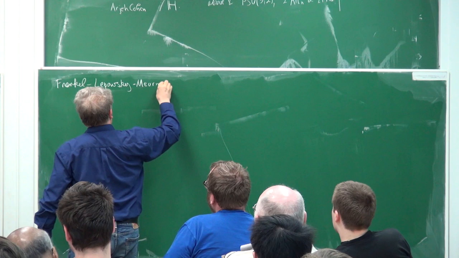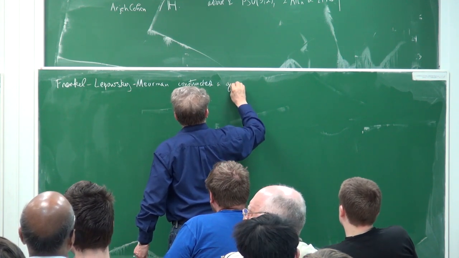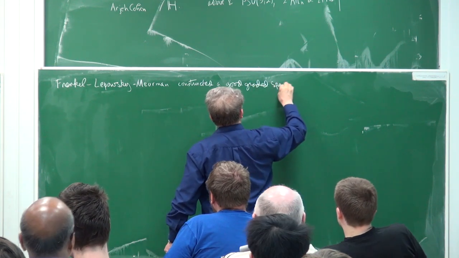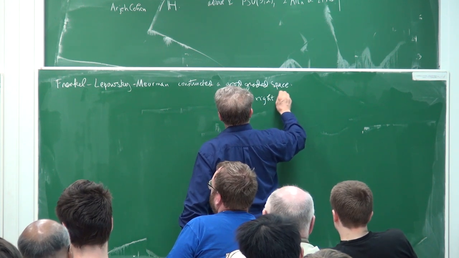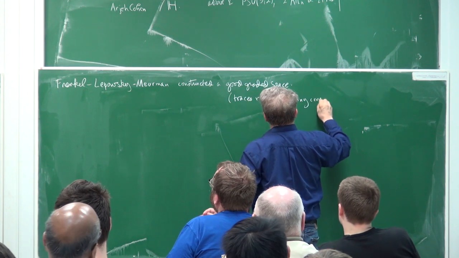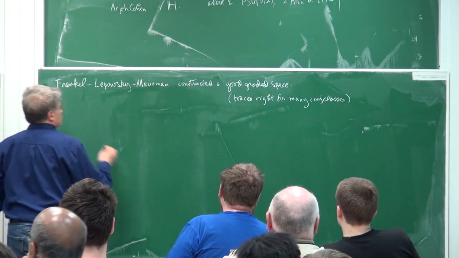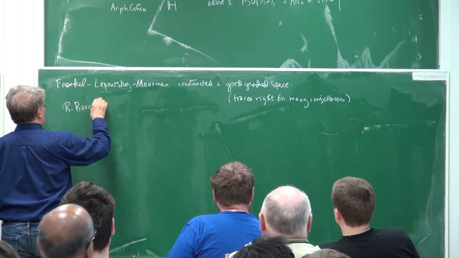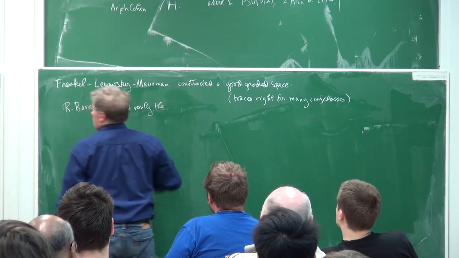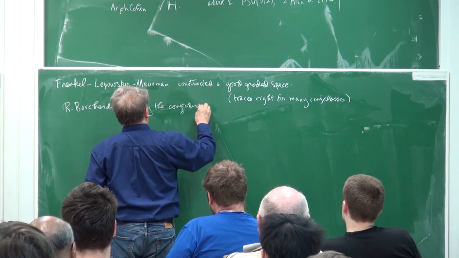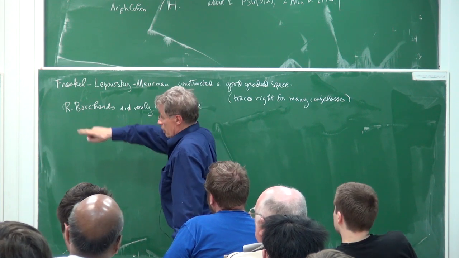Meurman constructed a good graded space, and they showed that the traces were right for many conjugacy classes, but not all. They didn't get that. Finally, Richard Borcherds did verify the conjecture that the graded traces of elements of the monster do give genus zero modular forms.